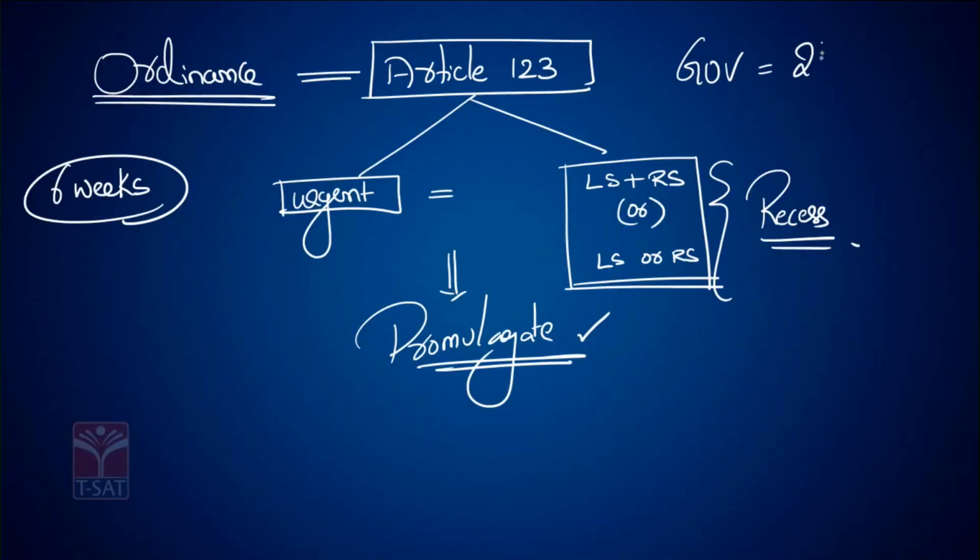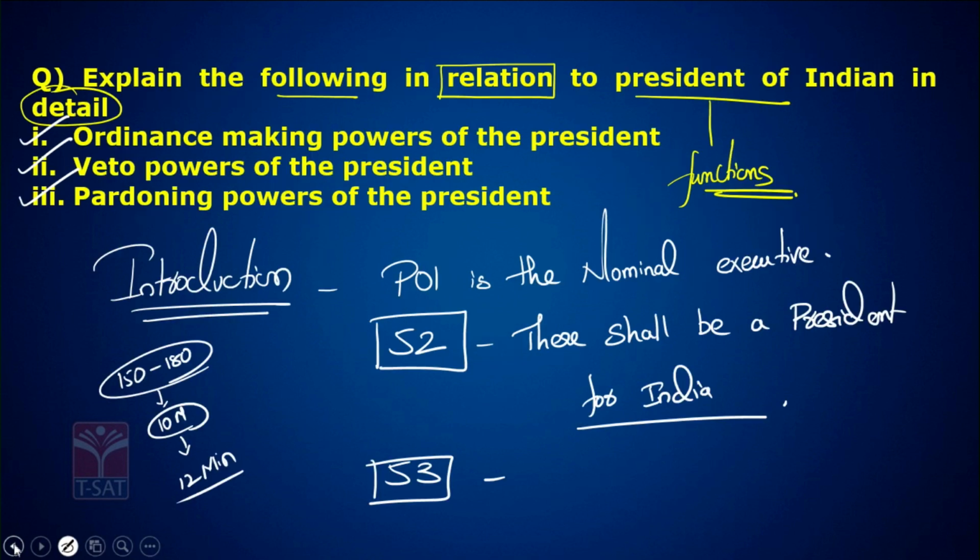Ordinance making power within the Constitution is also given to the Governor as per Article 213 of the Constitution. This is ordinance. Now what is the second one we have?